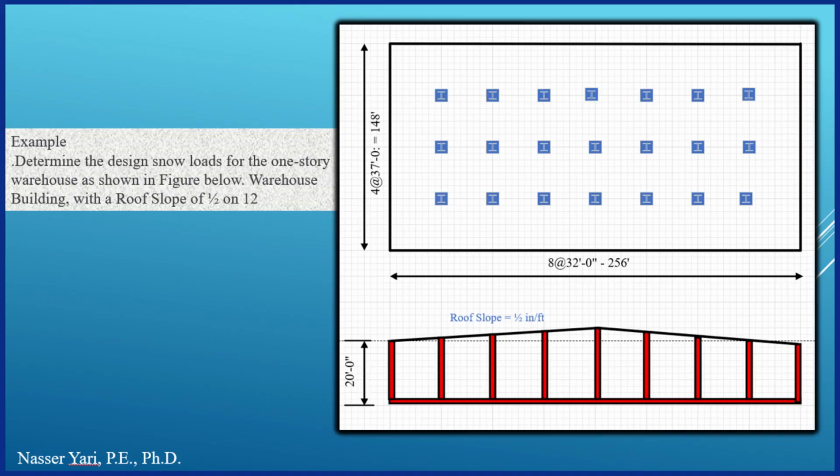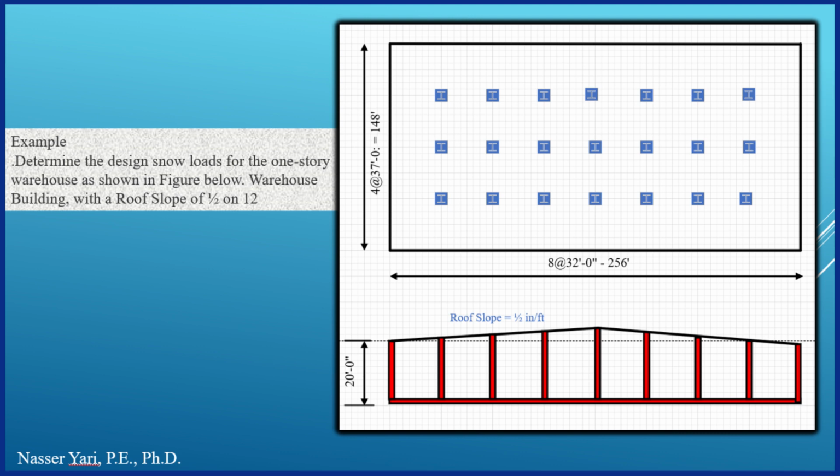This problem is a little bit more steps than the previous problem. So go ahead and take a look at the board where we have the problem. We have this building right here, and it says calculate the snow load for a one-story warehouse. The warehouse building roof slope is 1/2 inch per foot. You see the building is about 20 feet tall, and the slope is 1/2 inch per foot, and you have the column layout from above, and it's 256 by 148.